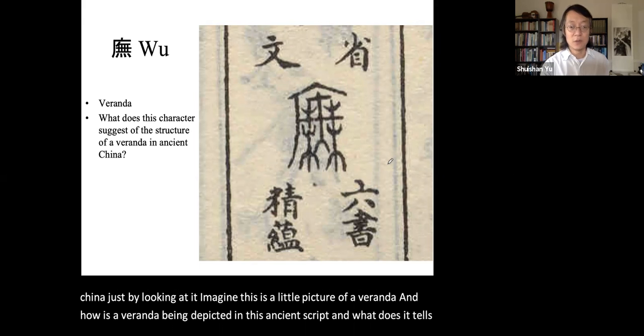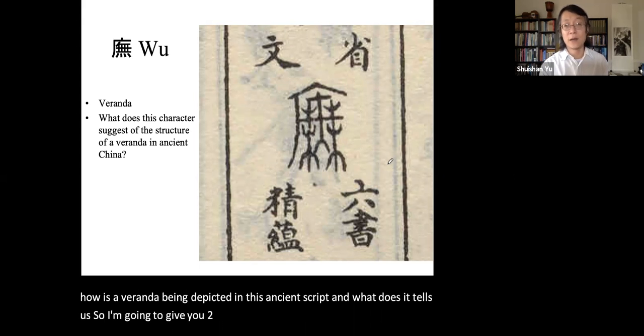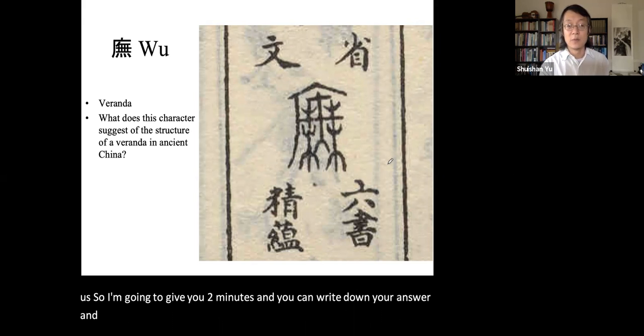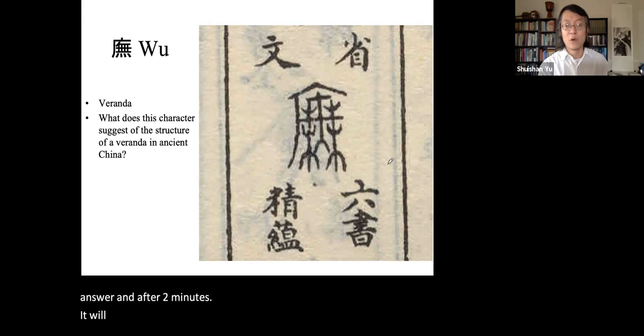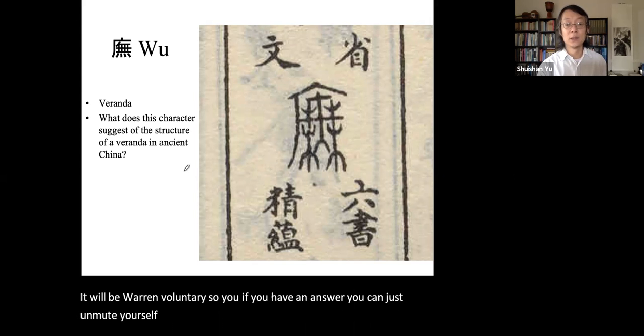So I'm going to give you 2 minutes, and you can write down your answer, and after 2 minutes, it will be voluntary. If you have an answer, you can just unmute yourself and speak up, right? So I'm going to give you 2 minutes.